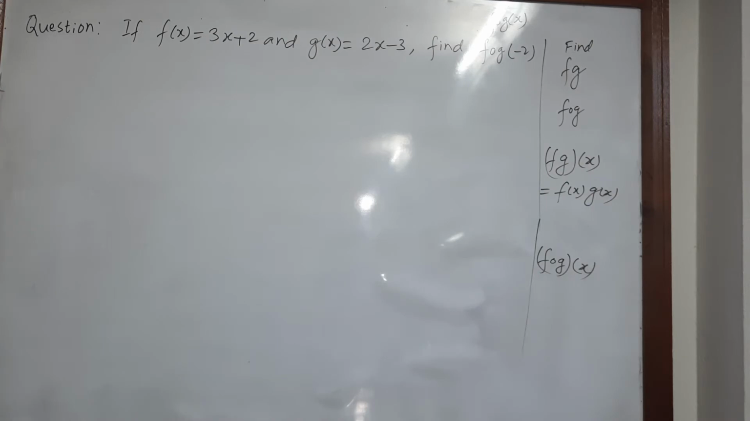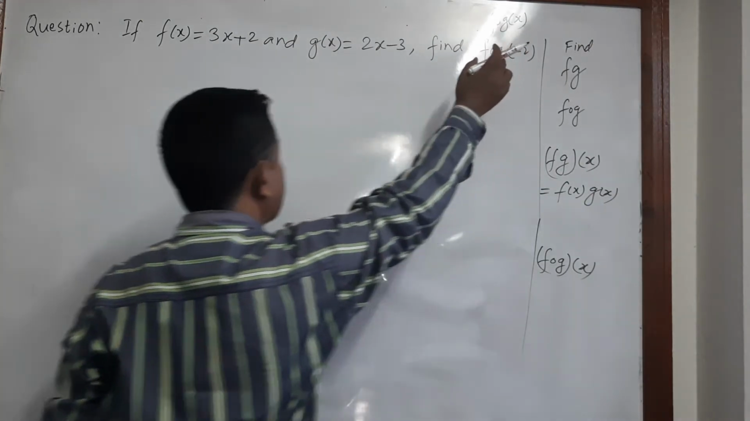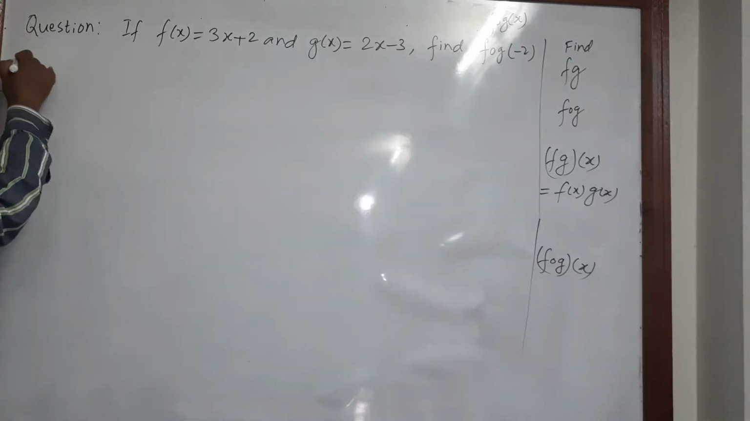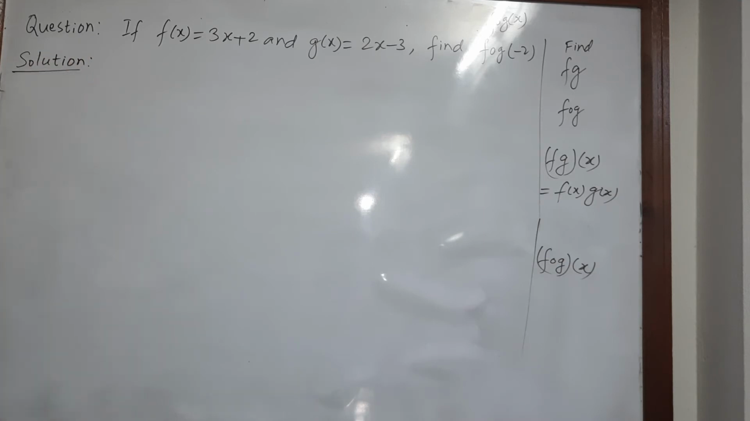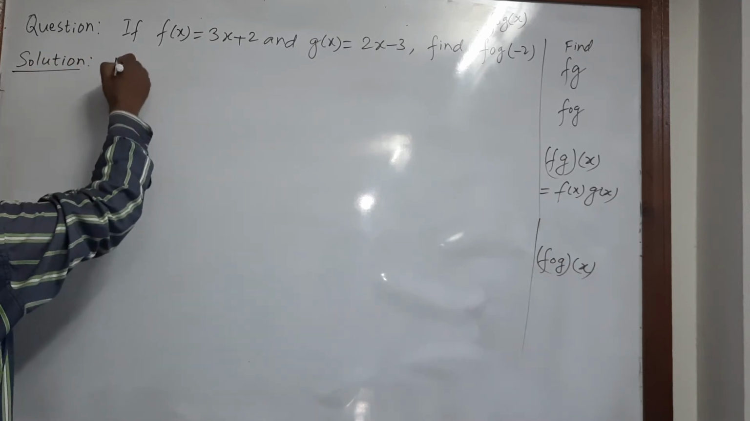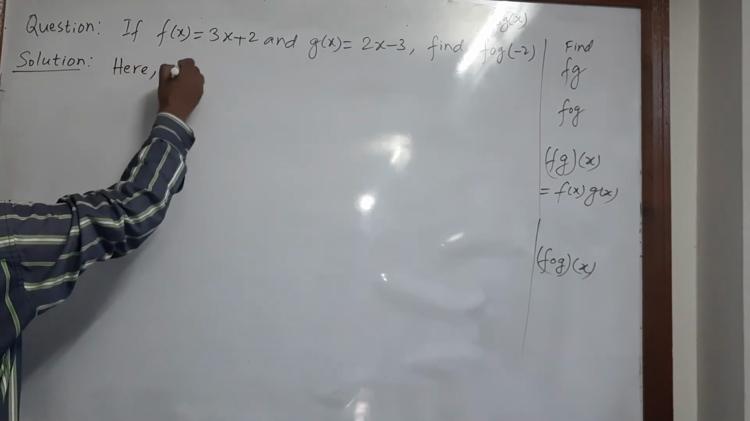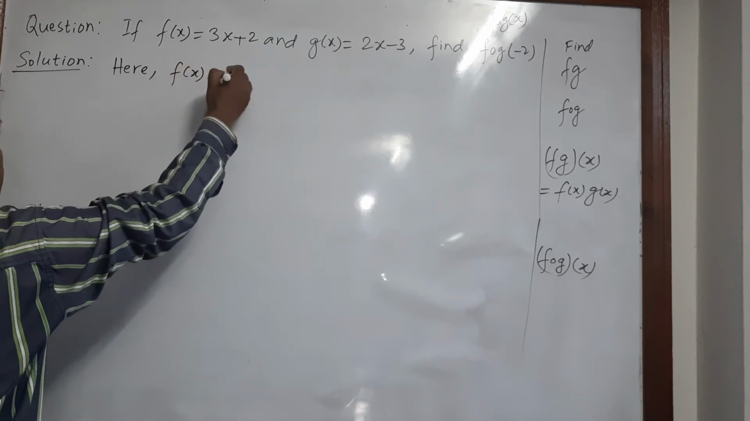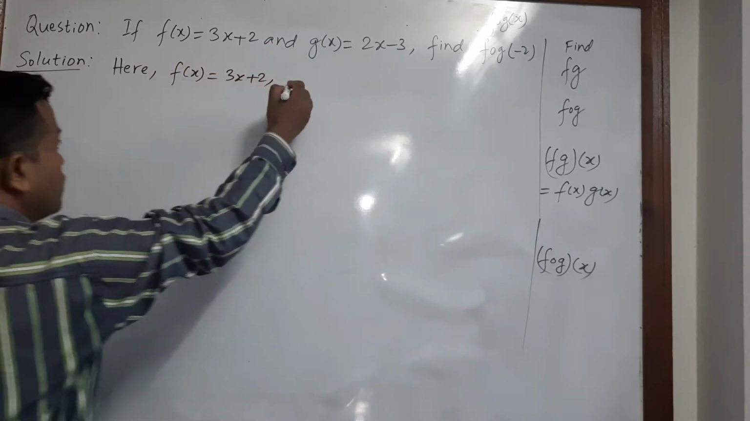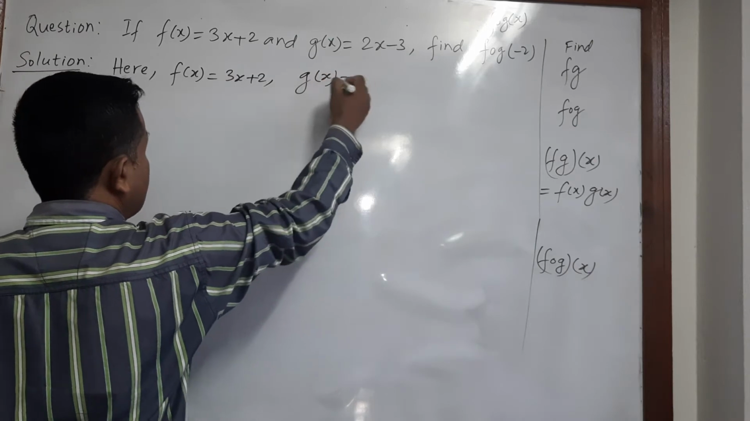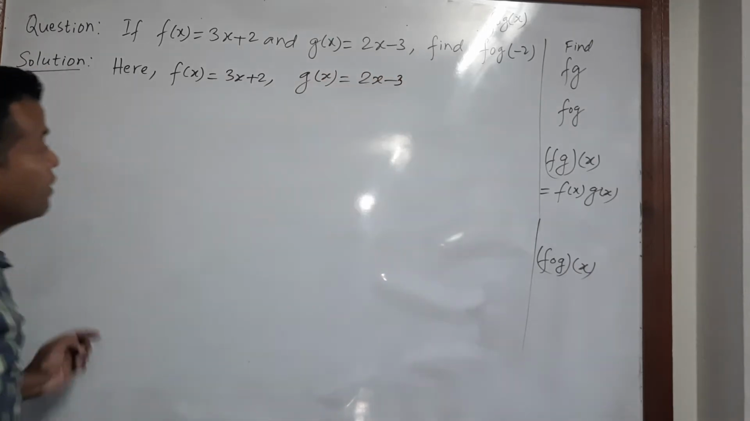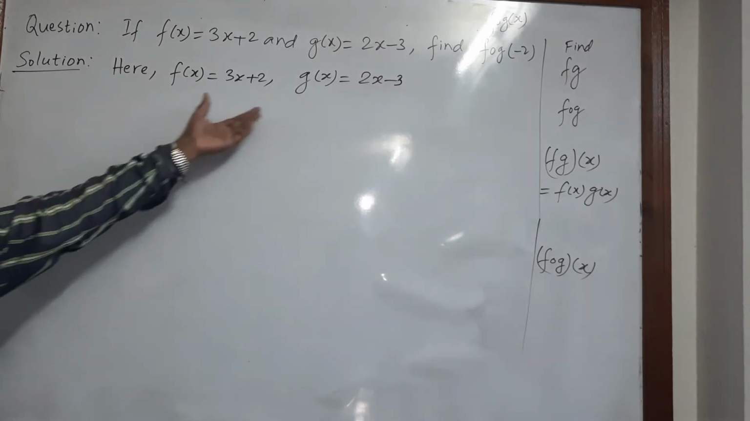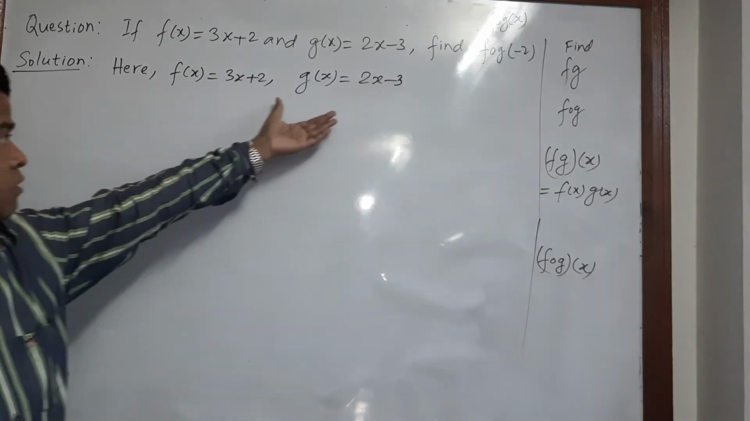So let us find the composite function f of g(x) in this case. Here f(x) = 3x + 2, g(x) = 2x - 3. We have these two functions, f(x) = 3x + 2, g(x) = 2x - 3.